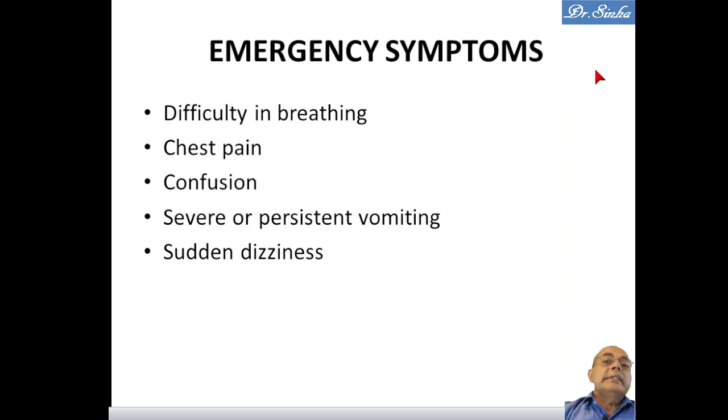These are the emergency symptoms for which admission is required in hospital, like difficulty in breathing, chest pain, confusion, severe or persistent vomiting, sudden dizziness.